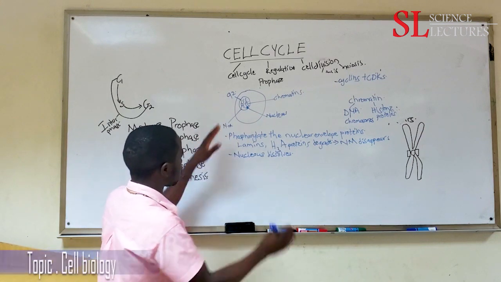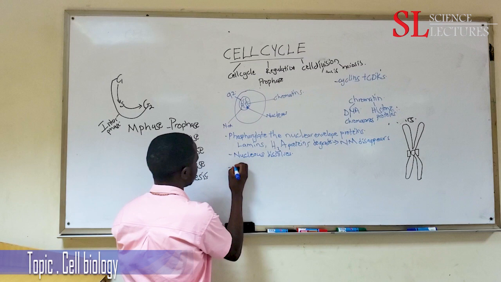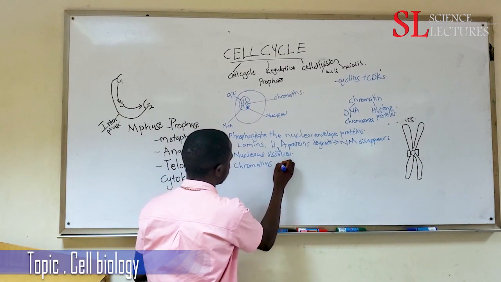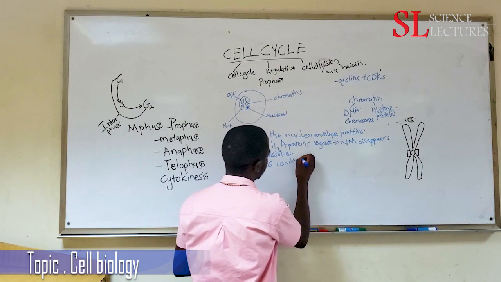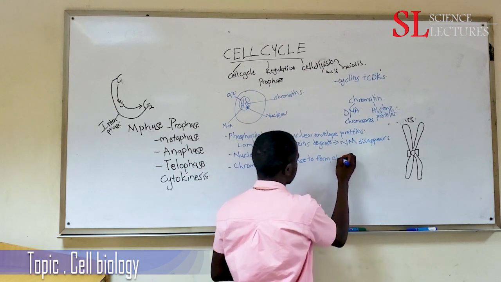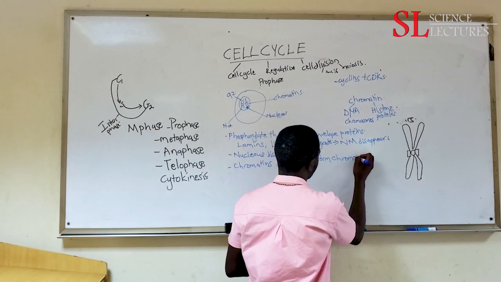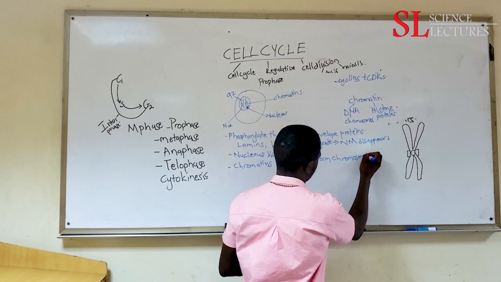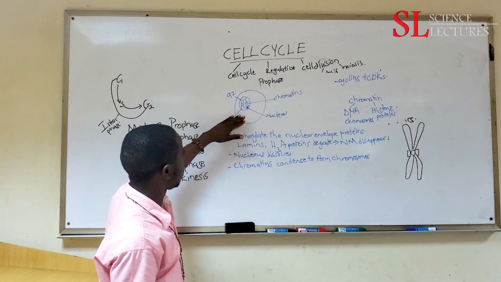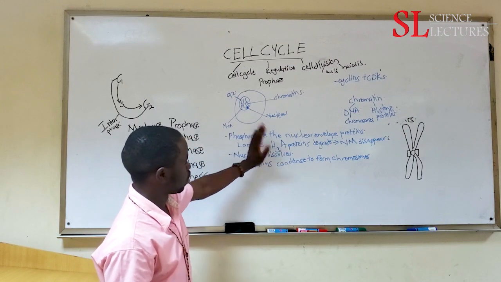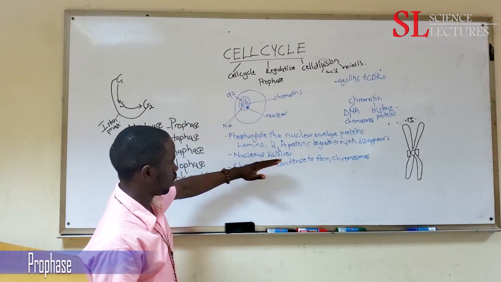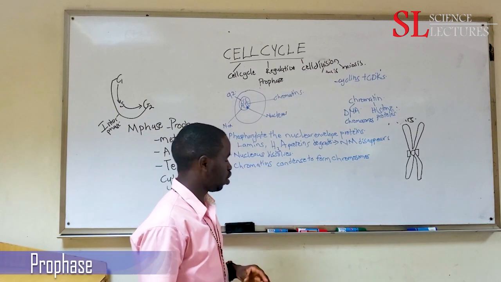Then number three, here we had our chromatins. The chromatins condense now to form chromosomes. Why is this important? Our DNA can't be divided equally when it is still in this form. That is why it has to be condensed to form chromosomes.